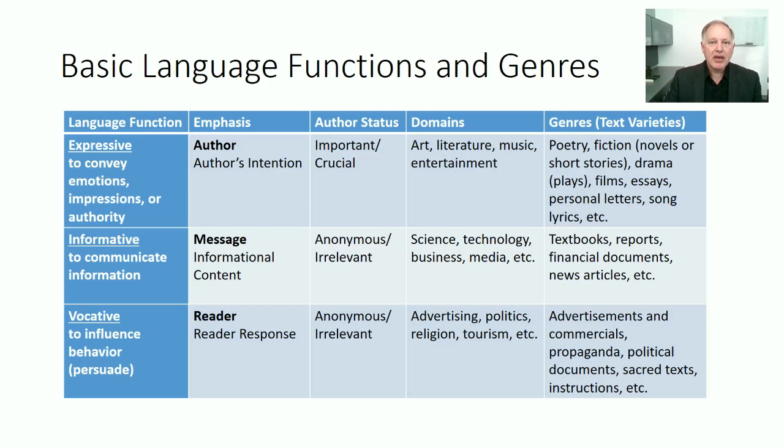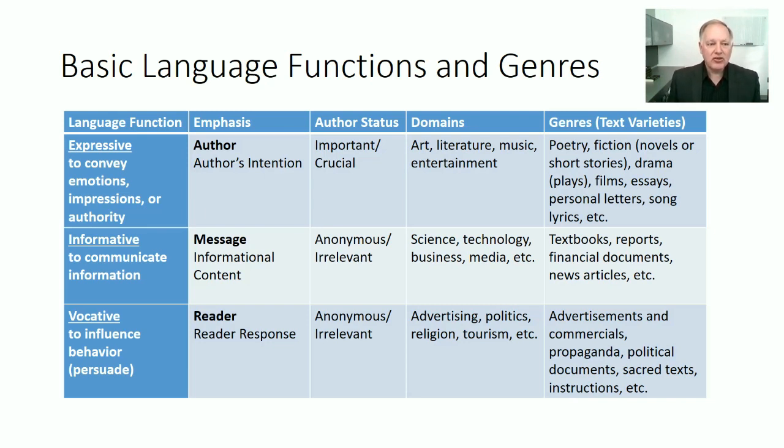Oh, that poem is by Pablo Neruda, or that short story is by Edgar Allan Poe, okay? Or that talk is by Martin Luther King Jr. It's very important who the author is, and we care about their intention. We also care about their style. Okay, so these texts tend to be concentrated in domains. That's where you would find them in the real world, like art, literature, music, sometimes politics, okay? And examples of genres where you would expect the expressive language function to be dominant would be, again, literature, film, essays, personal letters, song lyrics, okay?